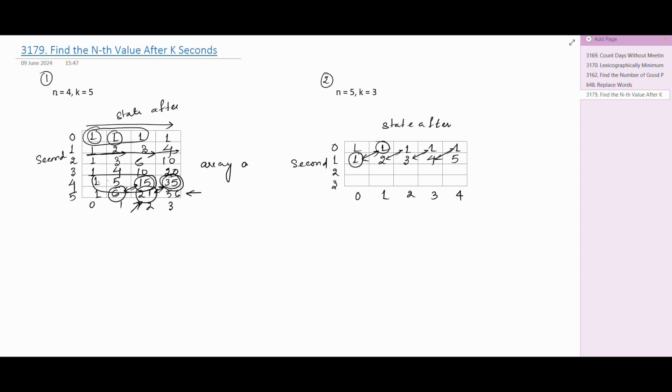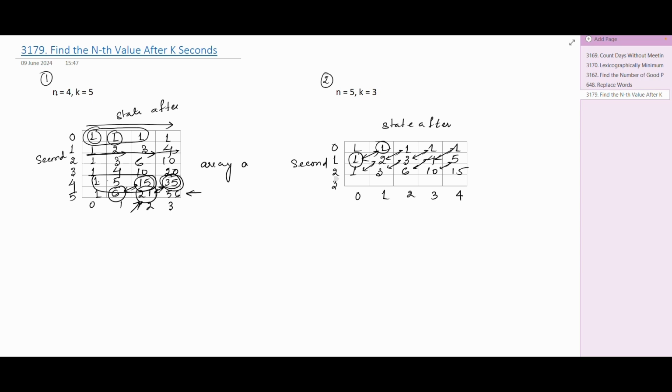So now I'll compute the values after the second second. The value at index 0 will remain the same, that is 1. Then the value at index 1 will be 2 plus 1, that is 3. The value at index 2 will be 3 plus 3, that is 6. The value at index 3 will be 4 plus 6, 10. The value at index 4 will be 10 plus 5, 15.